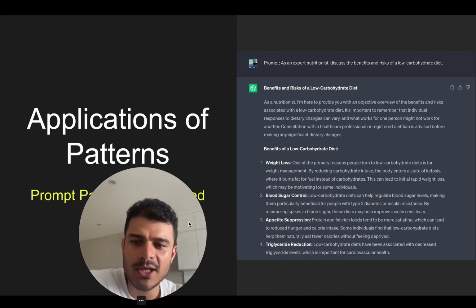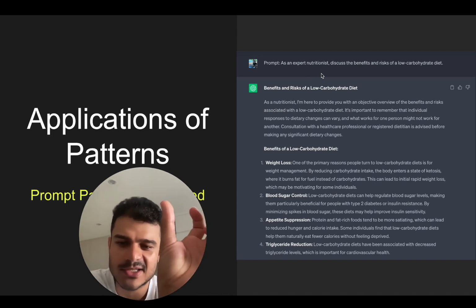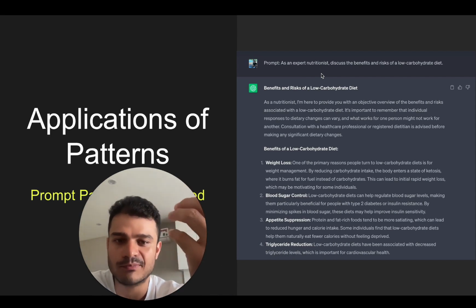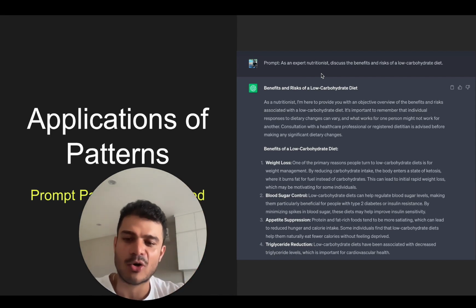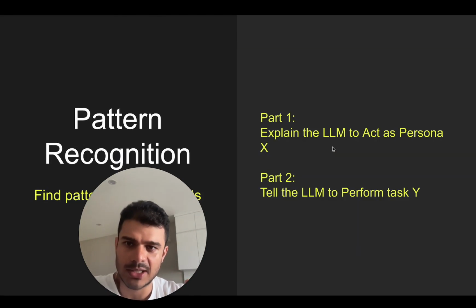If you think about it, this is an act as a pattern. Now, if you just remove the act as an expert nutritionist, the answer could be very different. And that's what these people are selling. They are selling that they understand how prompt patterns work. And now you basically can stop buying all of these prompts because you can write unlimited prompts. That's the application of a pattern, right?